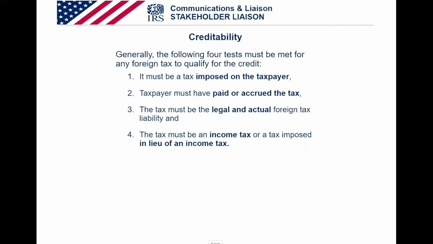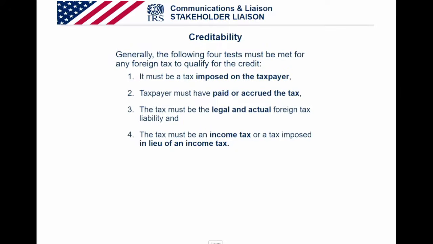First, the foreign tax must be imposed on the taxpayer. So a credit can be claimed only for foreign income taxes that are imposed on the taxpayer. For example, an income tax imposed by a foreign country or U.S. possession on wages earned in that foreign country or U.S. possession is considered imposed on that taxpayer.